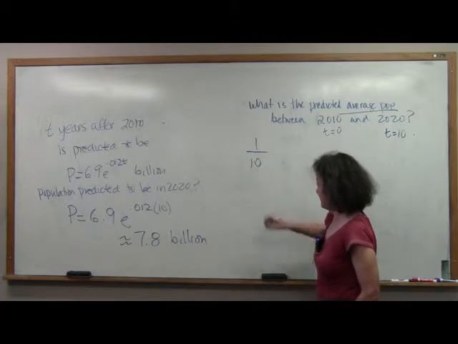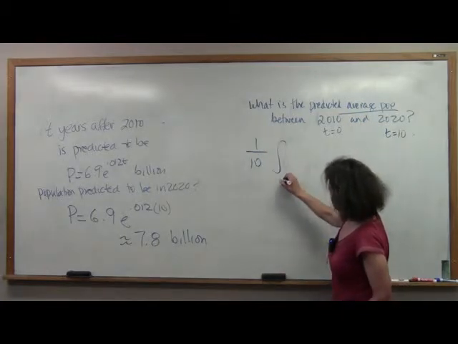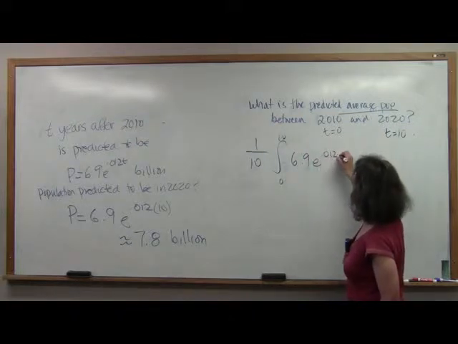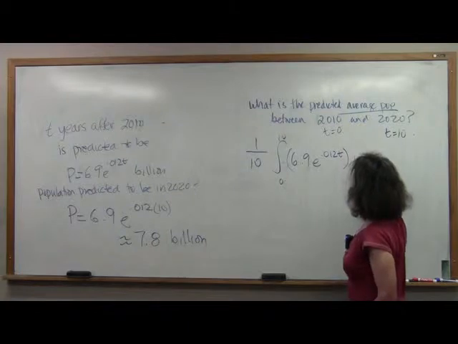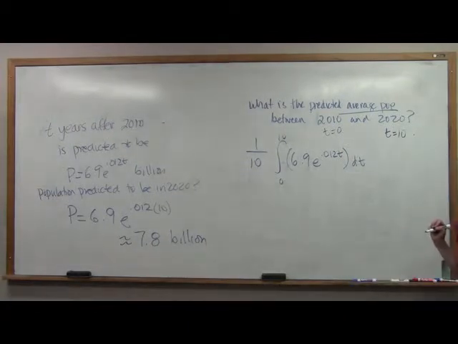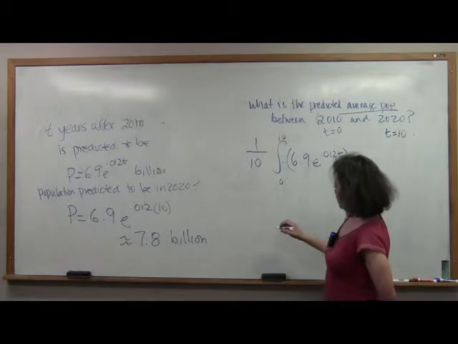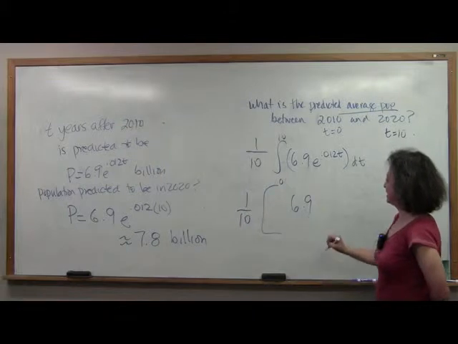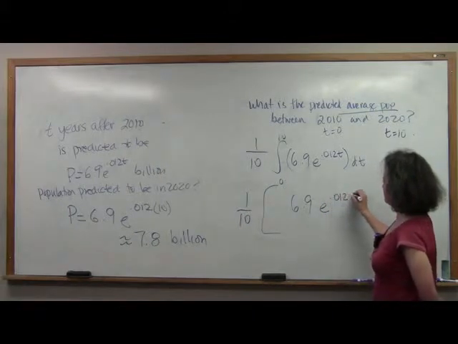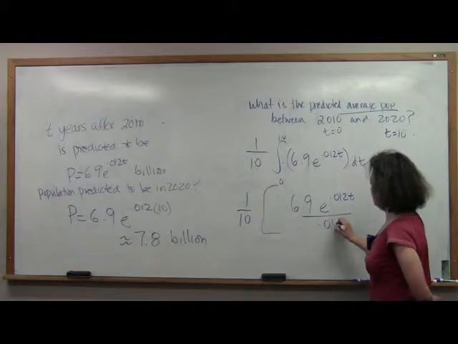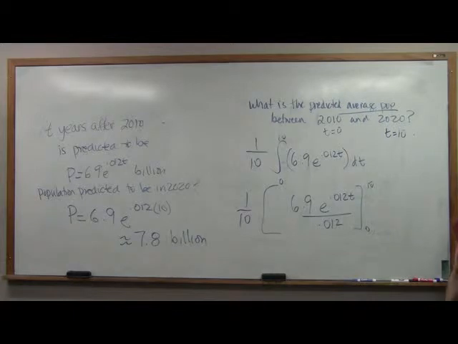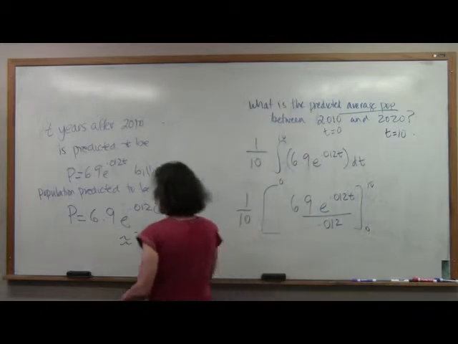It's 1 over 10 minus 0, which is 1 over 10, times the integral from 0 to 10 of 6.9 e to the 0.012 t dt. All right, we can certainly do this. We're going to have 1/10. Take the antiderivative, we get 6.9 e to the 0.012 t divided by 0.012, and we're going to evaluate that then from 0 to 10. Notice we have an exponential function, so we do have to pay attention to our 0 here.